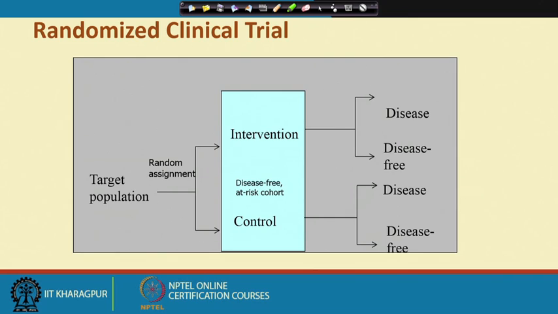So here you see disease free at risk situations where we have two different divisions, intervention and control, again disease and disease free. So again in the control, disease and disease free, that means we need to bring a path diagram in such a way that this model can be applied as per the particular requirement.